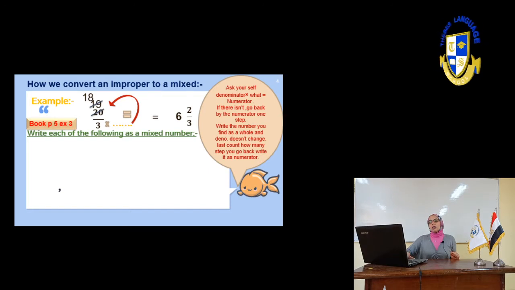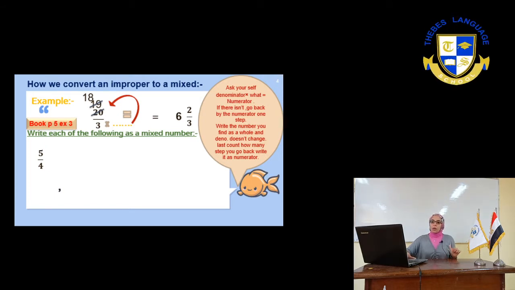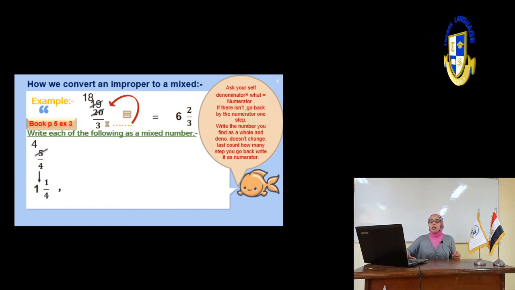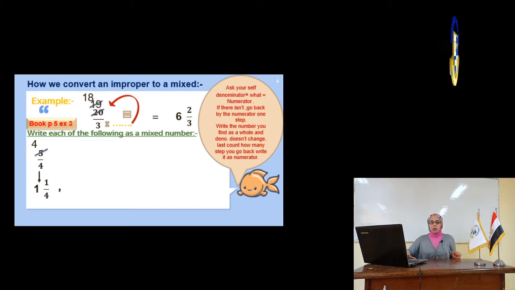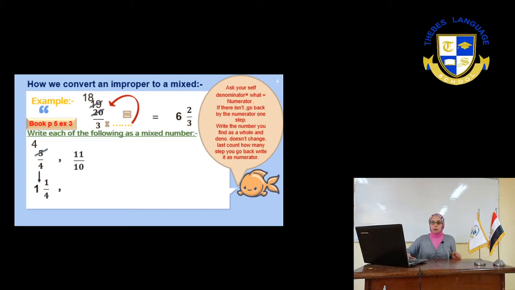Exercise. Write each of the following as a mixed number. 5 over 4. Ask yourself, 4 times what equals 5? There is none. Go back one step. It will be 4. So the whole number will be 1. And the denominator doesn't change. It will be 4. And we went just one step, so we'll write in the numerator 1. It will be 1 and 1/4.